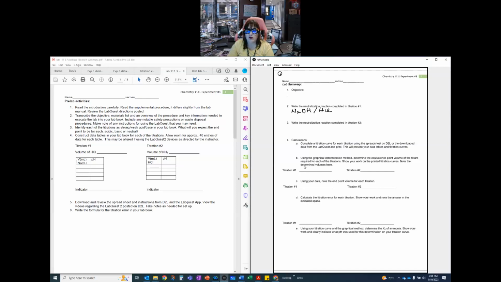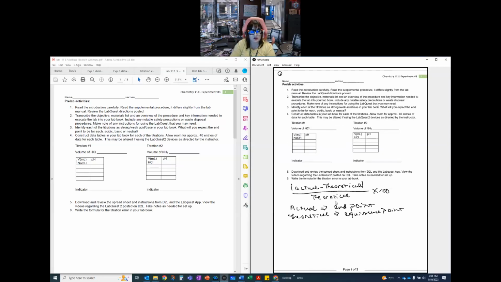For both of them, in B, it asks you what that equivalence point volume is. And then use your data, note the end point volume for each titration, which is given to you in the data, and then calculate the titration error as I defined it previously. So on this page, we're going to calculate that titration error for both of them.